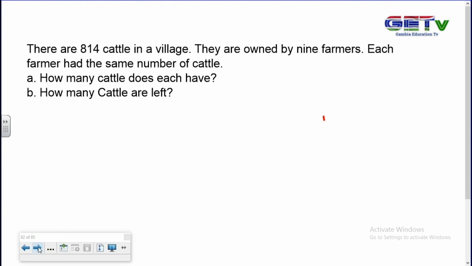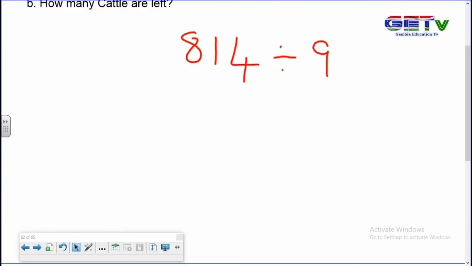There are 814 cattle in a village. They are owned by 9 farmers. Each farmer had the same number of cattle. A. How many cattle does each have? B. How many cattle are left? The number of cattle is 814 divided by 9.